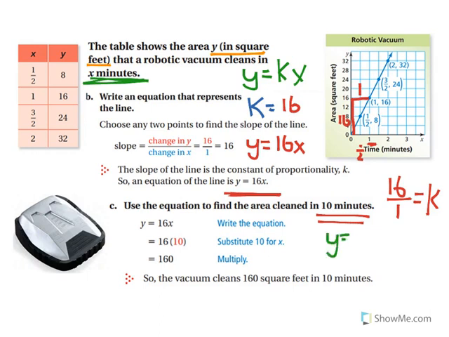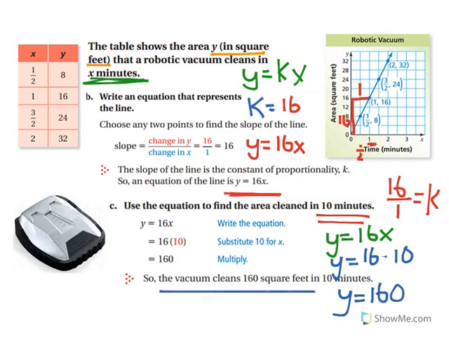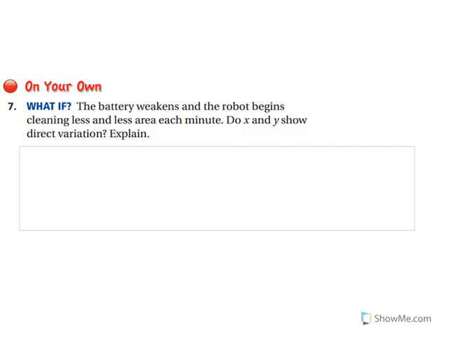Since it tells us 10 minutes, I'm going to have y equals 16x. I know that x represents minutes, and it's going to be 10 minutes, so I can just say y equals 16 times 10. And so y equals 160. Now again, y would be square feet, as we saw up top. So the vacuum cleans 160 square feet in the 10 minutes. All right, so moving on.